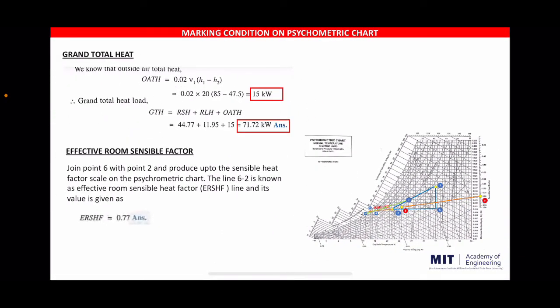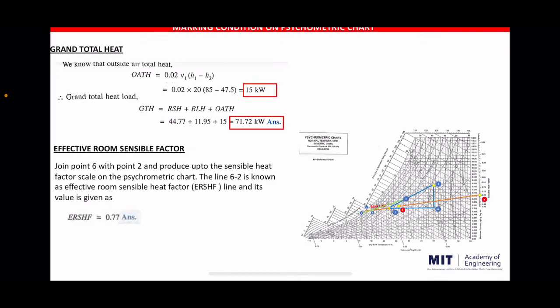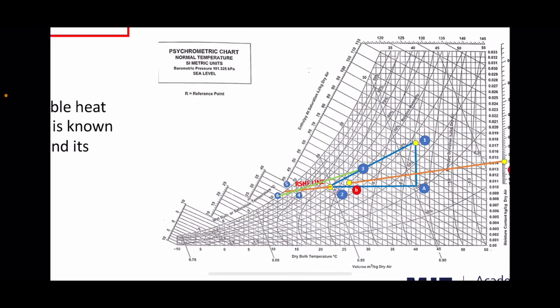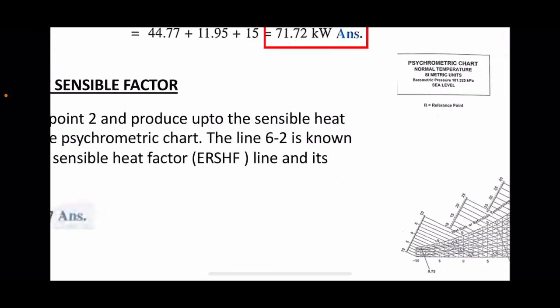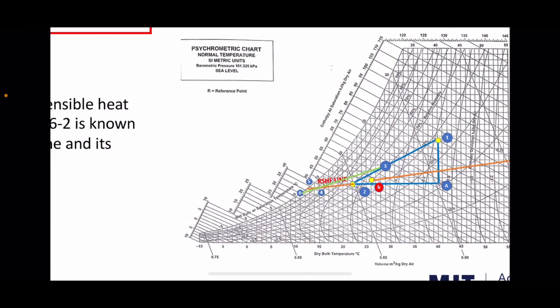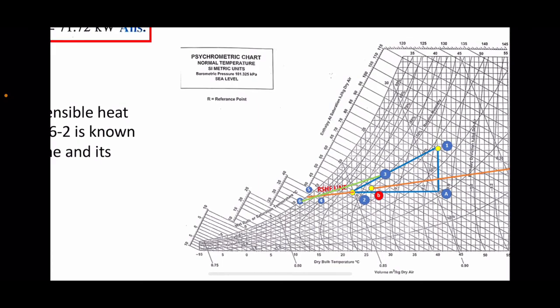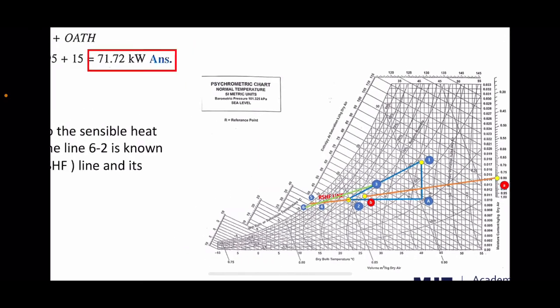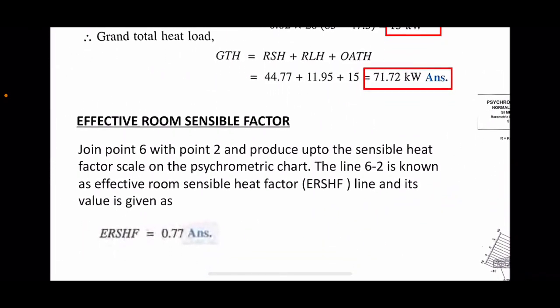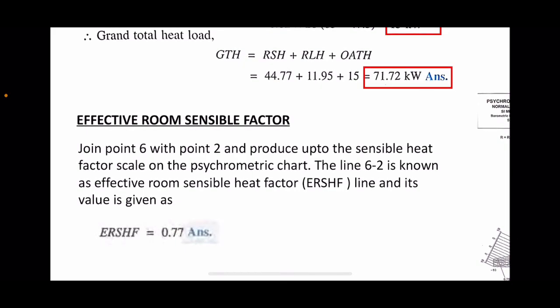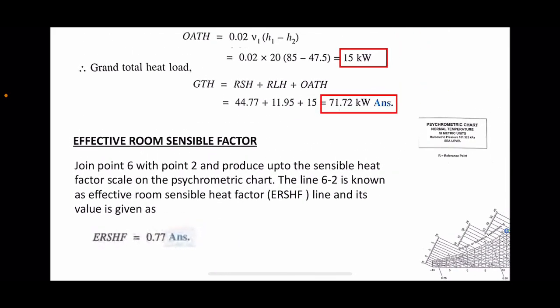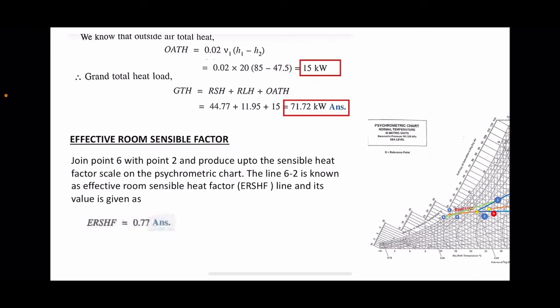In the question it was also mentioned that we have to find the effective room sensible heat factor. For this we will again come to our psychrometric chart, and we will join the point from 6 to 2. When we join the point from 6 to 2, the line gives the effective room sensible heat factor, and from the graph we have plotted, it is 0.77.